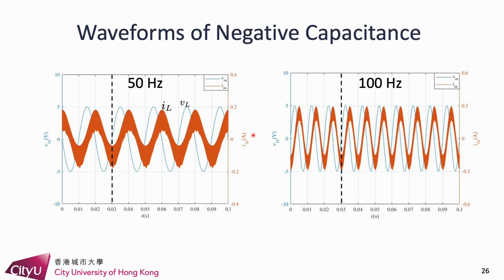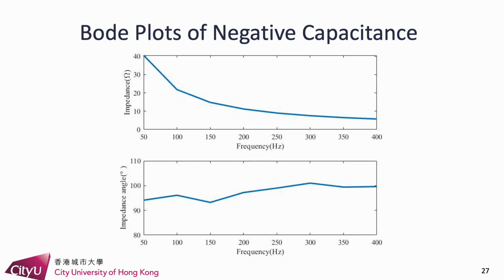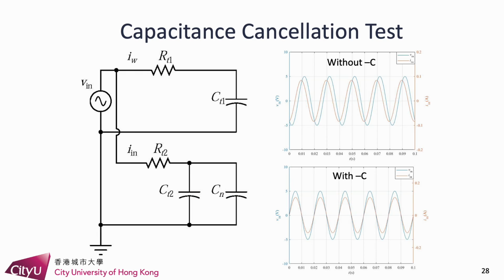Here we have the typical waveforms of negative capacitance showing voltage actually leading the current by 90 degrees. And we also compared the two different frequencies, 50 Hz and 100 Hz. And we are able to confirm basically the change of the impedance magnitude when the frequency moved from 50 to 100 Hz.